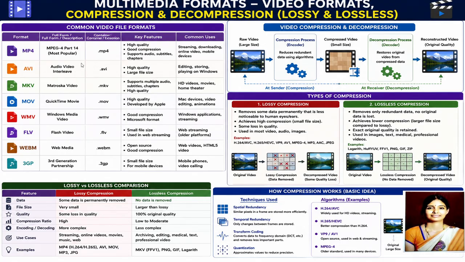Common video file formats, as you see in the slide, are .mp4, .avi, .mkv, .mov, .wmv, .webm, and .3gp. So these are the common video file formats. .mp4 is the most widely used format, best suited for mobile, web devices, and for streaming.